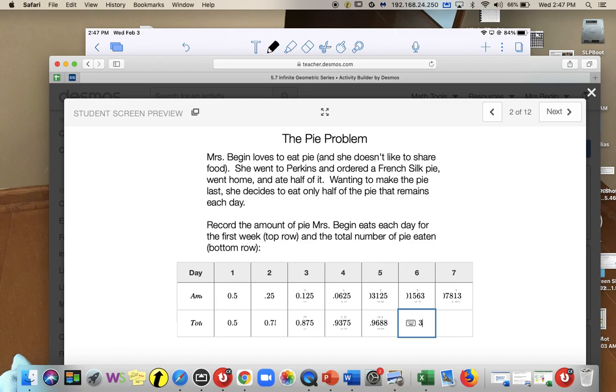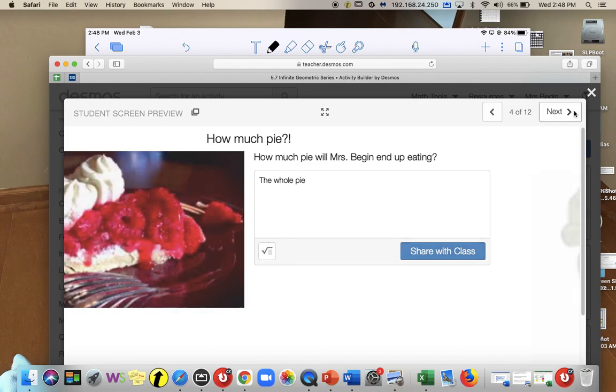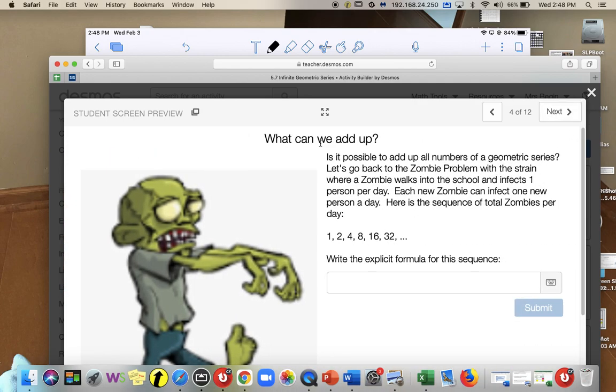This is 63/64. And this is 127/128. So you can see, again, you've eaten, by the end of the week, almost all of the pie right there. How much will Miss Bajan end up eating? Pretty much the whole pie. Ooh, there's a picture. Fresh raspberry pie. Yum. All right. What can we add up?